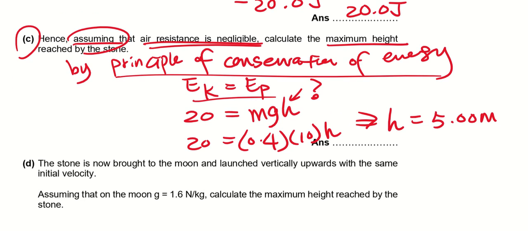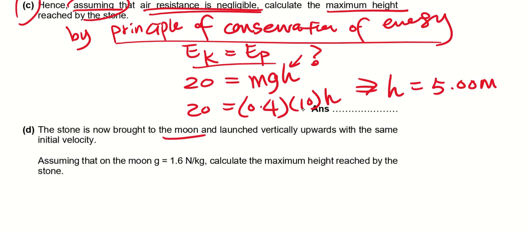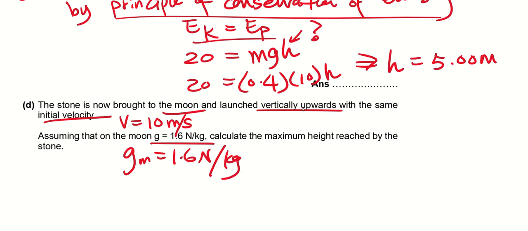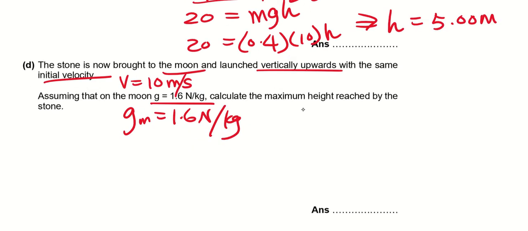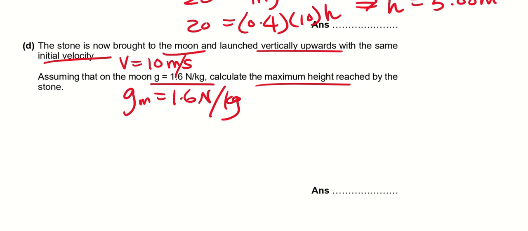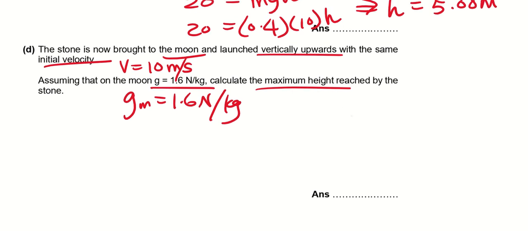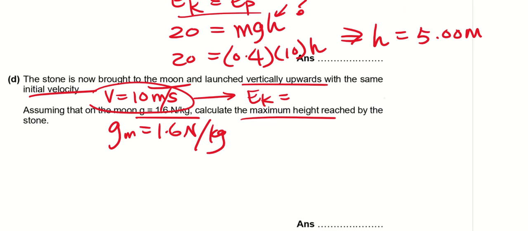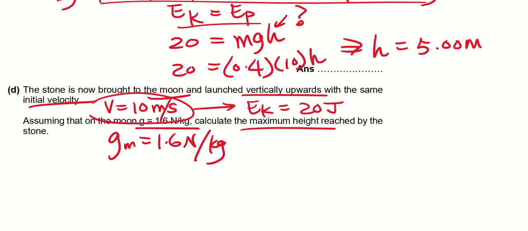Now, the stone is brought to the moon and launched vertically upwards with the same initial velocity. That means the initial velocity is 10 meters per second. But what has changed is that on the moon, the g of the moon is actually just 1.6 Newton per kg, less than that of Earth. Now we want to calculate the maximum height. Again, if it has the same speed, that means its initial energy in the kinetic store is going to be 20 joules. It's going to be the same.